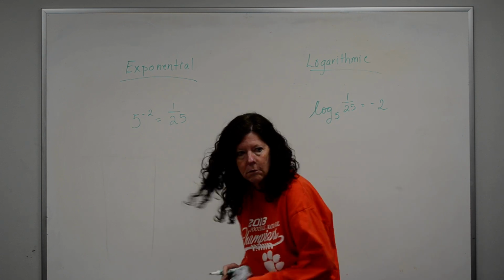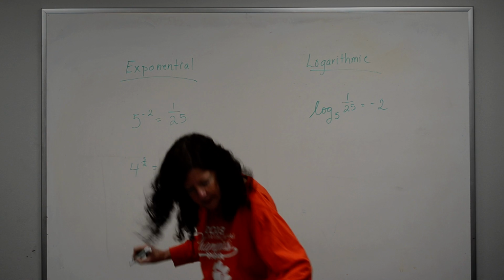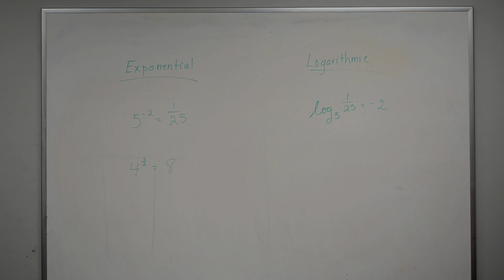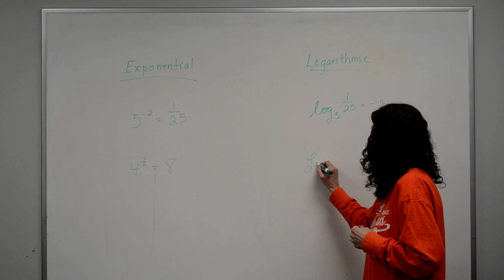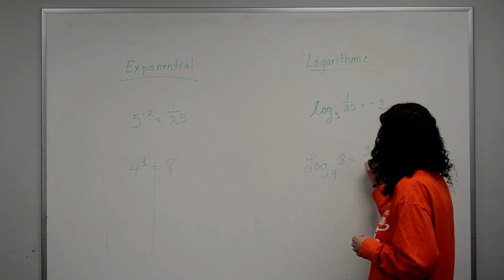All right, I'm going to give you one to do. Just jot down your answer. So I have 4 to the 3/2 is equal to 8. Put it in logarithmic form. It should be the log base 4 of 8 is equal to 3/2.